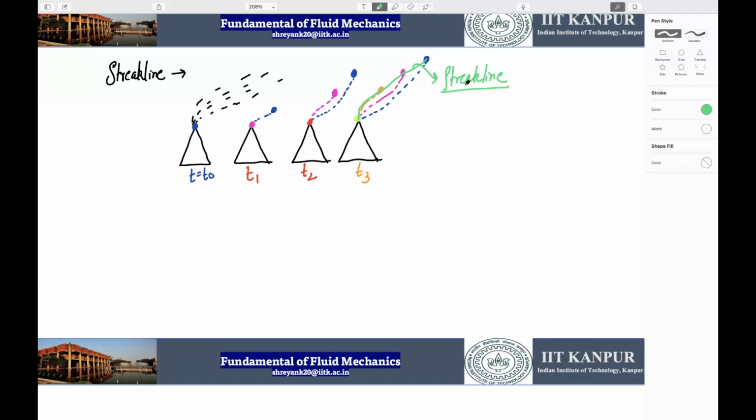So this is what a streak line is. Basically, in terms of language, I can write this is nothing but the locus of fluid particles at a particular time.